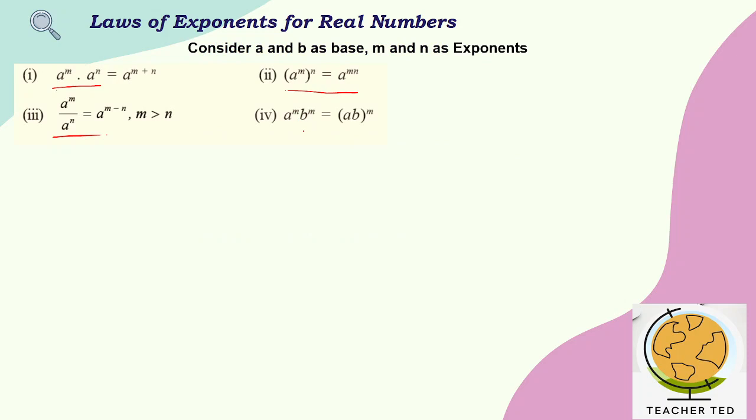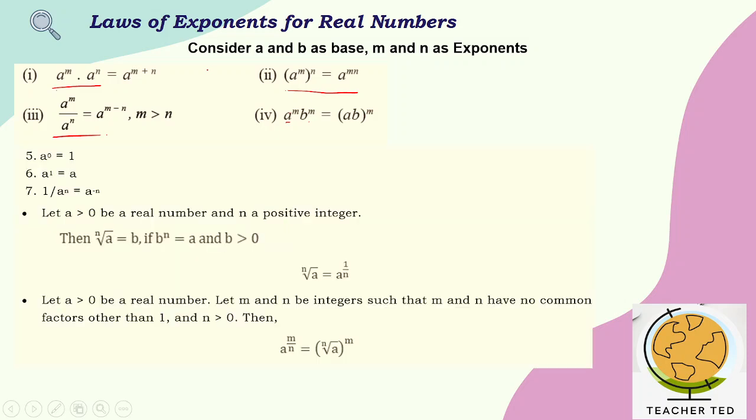So here you look very carefully from the first law to this law. Here the bases are different but the powers are the same. If this is the case, you need to multiply ab, and since the powers are the same, you take the power outside like this. And the fifth one is anything to the power of 0 is equal to 1. This is a very straightforward law. And a to the power of 1 is a itself. And 1 over a to the power of n gives a to the power of minus n, because this power will go to the numerator and become negative.